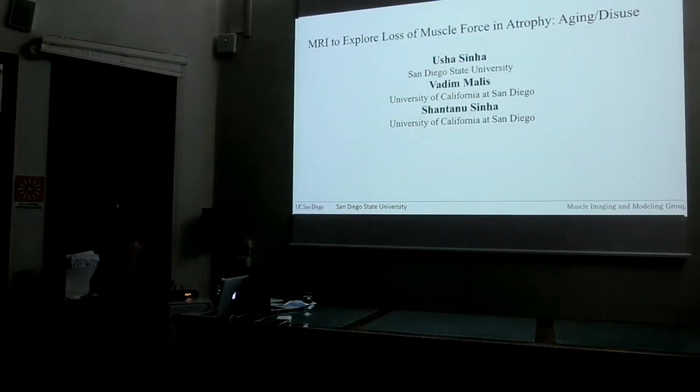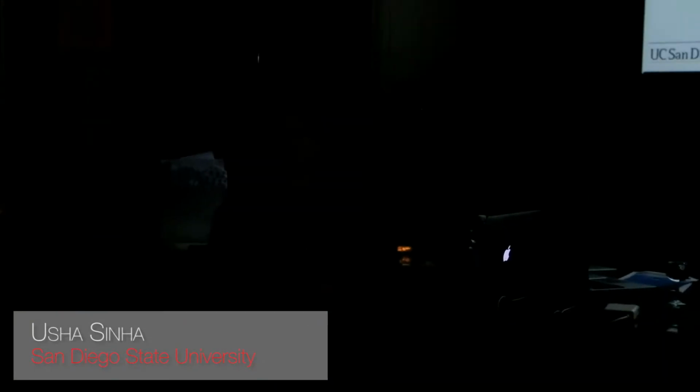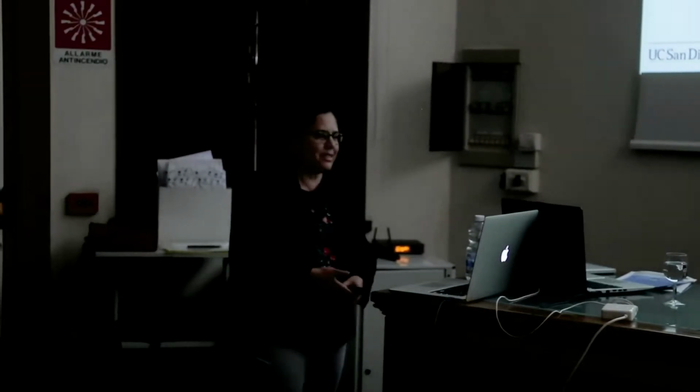So this talk follows and is linked closely to the previous one. It's again using MRI, and in this case is to explore loss of muscle force and atrophy either from aging or disuse. So I'll presume that much of the introduction to the MRI has been done in the previous talk.